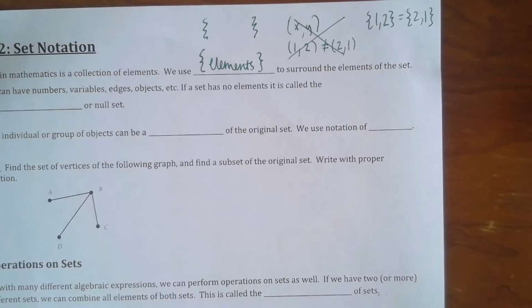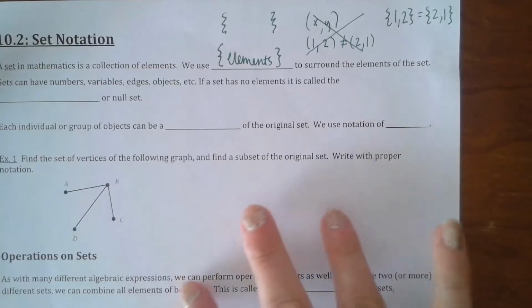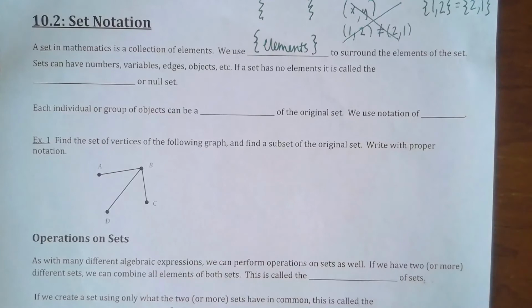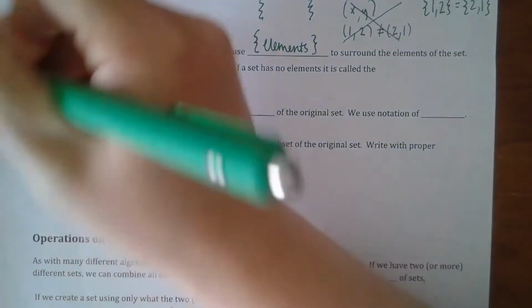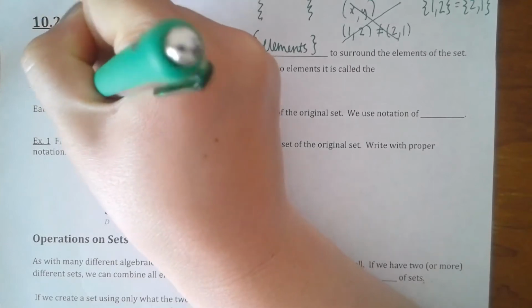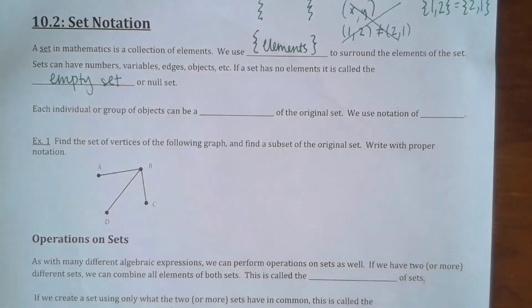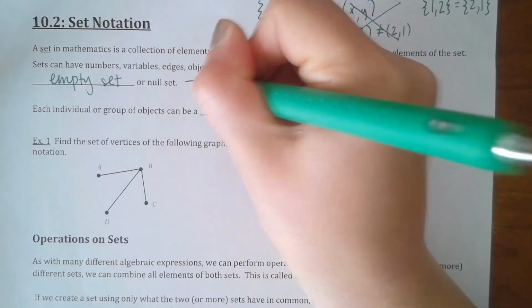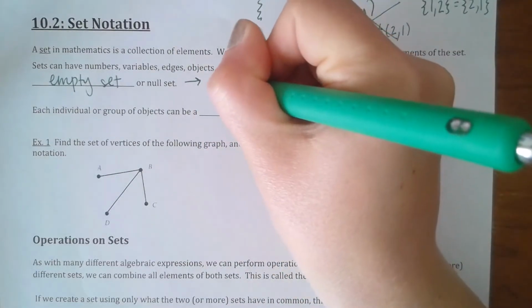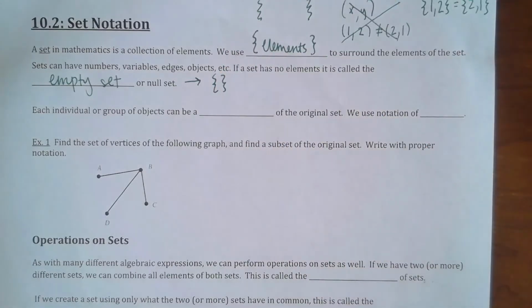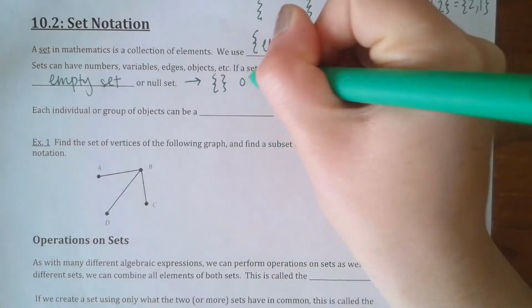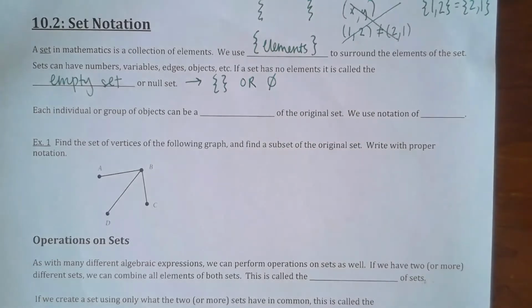So it's important that we surround our elements not with parentheses, but with our curly brackets, our set notation. Sets can have numbers, variables, objects, edges, etc. You can list anything that could be in a set, but there is an option of a set having no elements. If that's the case, it's called the empty set. And there's two different ways that we express the empty set, or it's also called the null set sometimes. We either express it with curly brackets with nothing inside, so no elements listed, or we use this 0 with a slash through it.